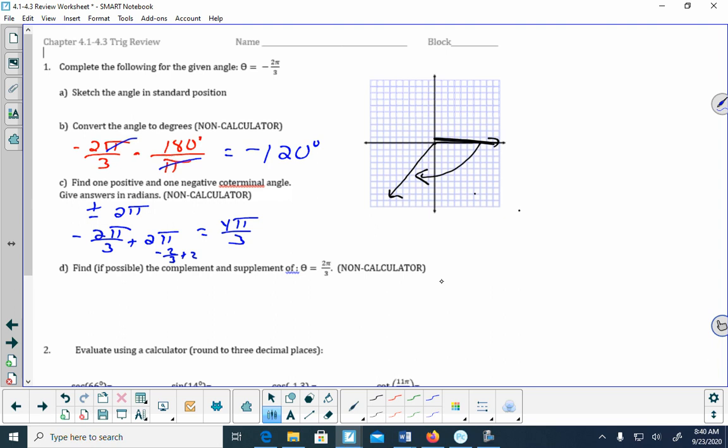Then to find the negative coterminal angle, I'm going to do negative 2π over 3 and subtract 2π. Negative 2/3 minus 2, and your calculator will give you negative 8/3. You just have to remember to put the pi back into it. So my negative answer is going to be negative 8π over 3.